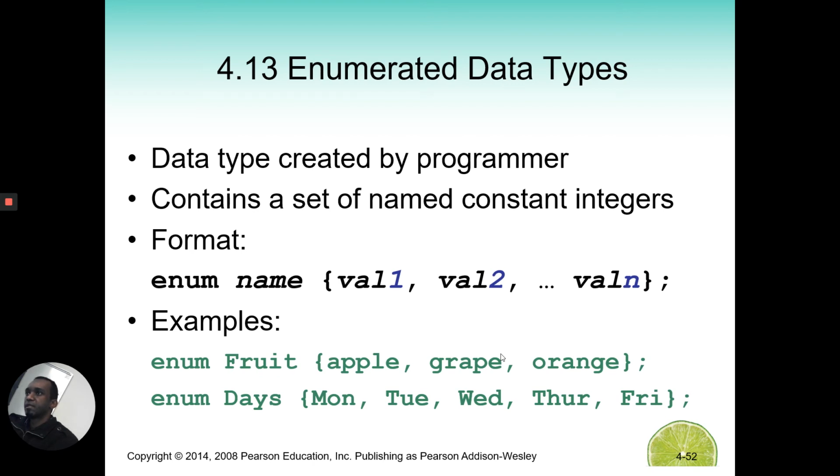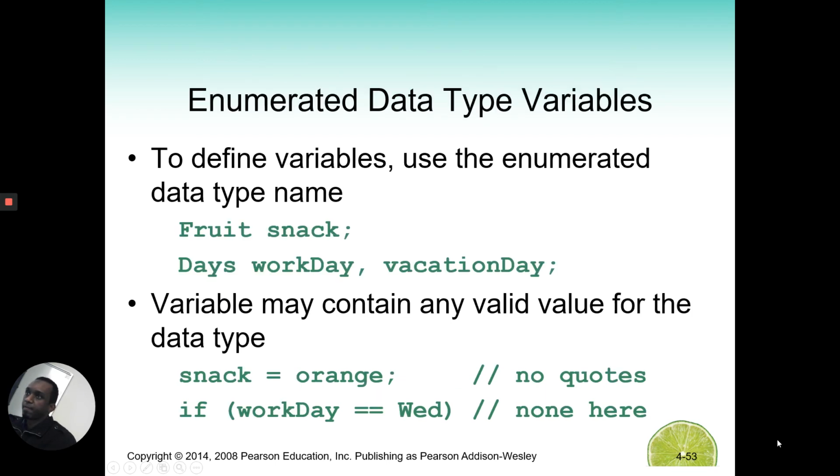Enumerated data types, a data type created by a programmer, so it contains a set of named constant integers. So you can have enum, name, and then the values. Okay. You set it as a set, kind of like a dictionary type, which we will discuss later. The enum fruit, you can have apple, grape, orange. Enum days, Monday, Tuesday, Wednesday, and so forth. So to define variables, use the enumerated data type name, so fruit snack, and then days workday, vacation day, and so forth. A variable may contain any valid value for the data type.